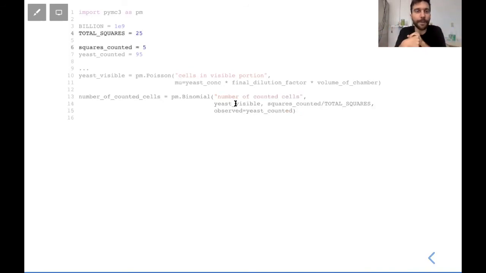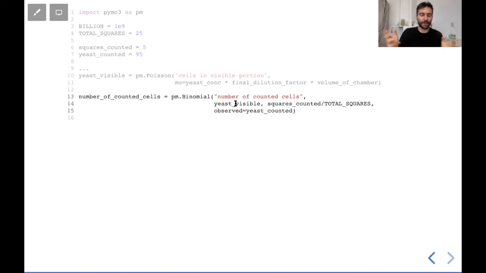So there's numbers up here. Just to make it clear, if one of our yeast lands in the hemocytometer, it has a 5 over 25, a 20% chance of us actually counting it. And this in PyMC is an observed variable. We counted 95. So that's it. We've gone from all these layers of uncertainty, some multiplied together, and we've landed on a single data point, 95. Now that's the data generating process.